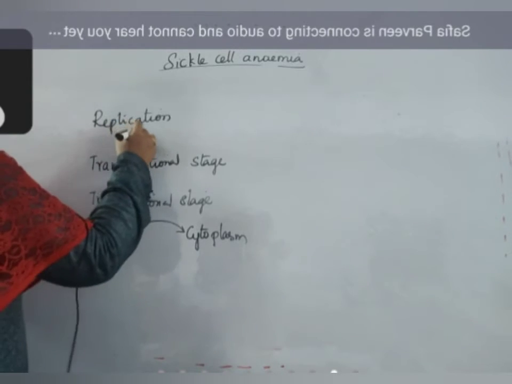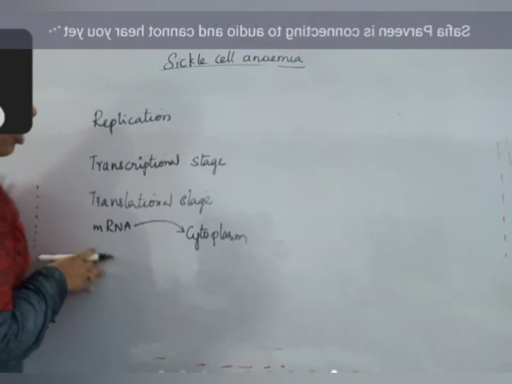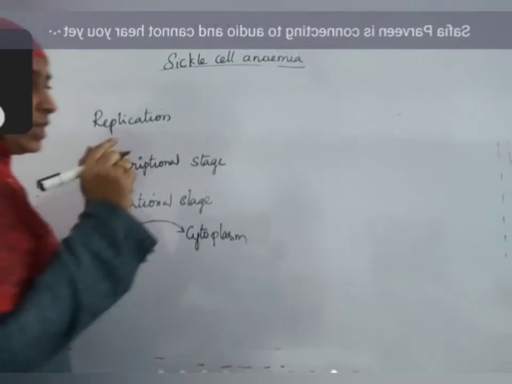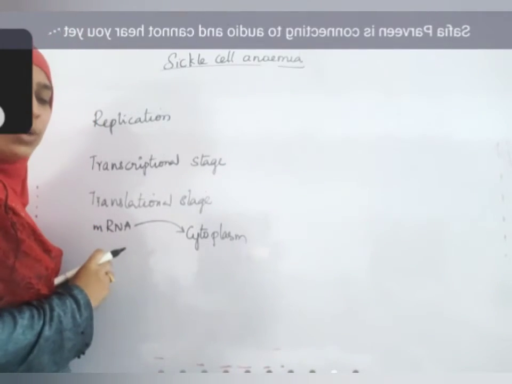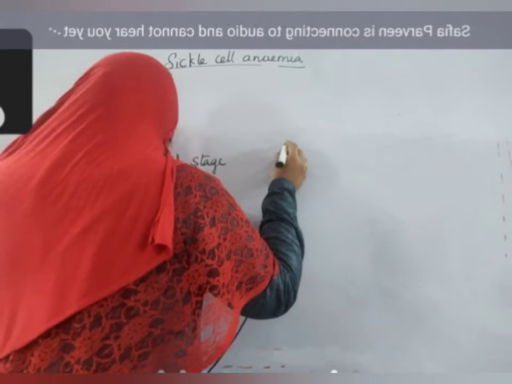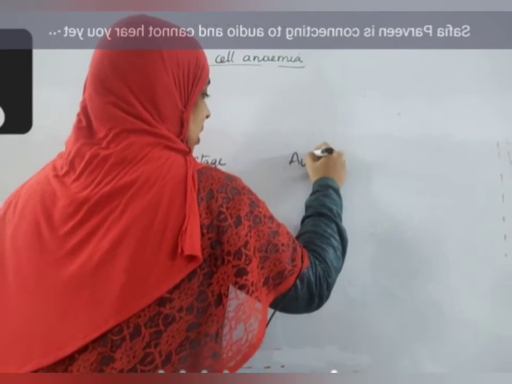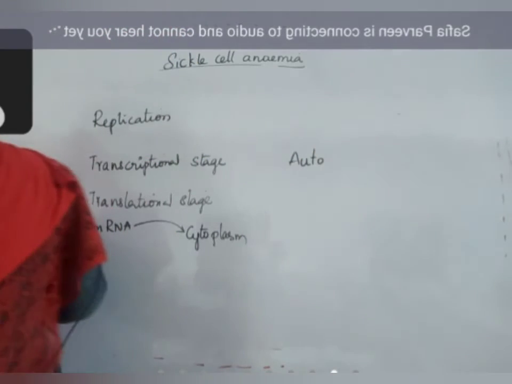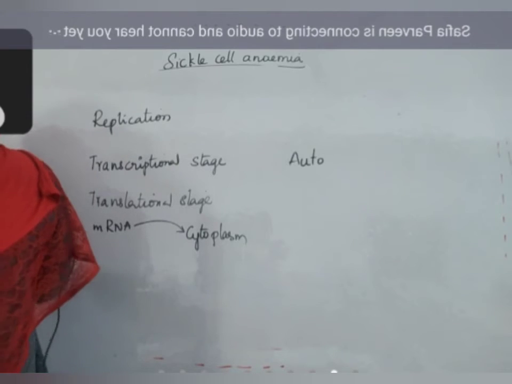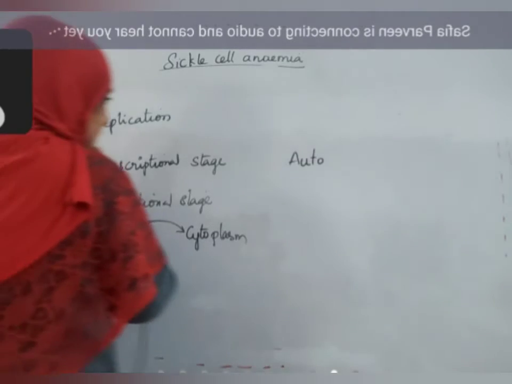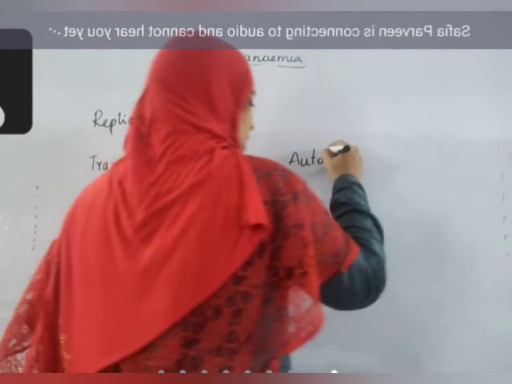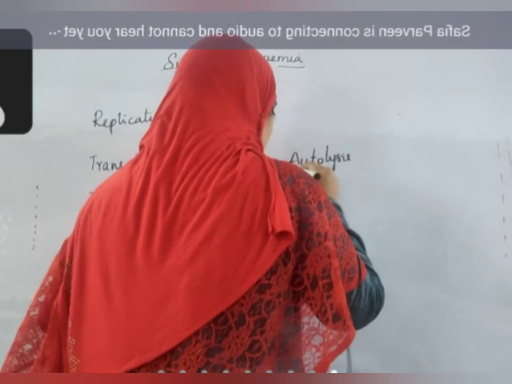Okay. So, even after this, if there is any problem occurring in our body, if that cell did not synthesize properly, our body has one more process called autolysis.